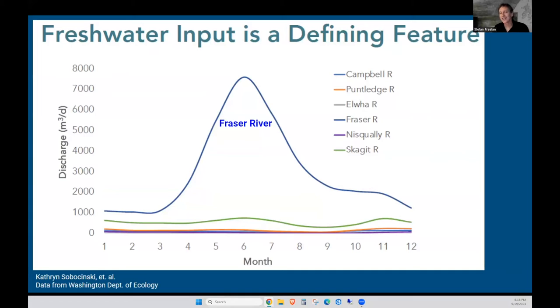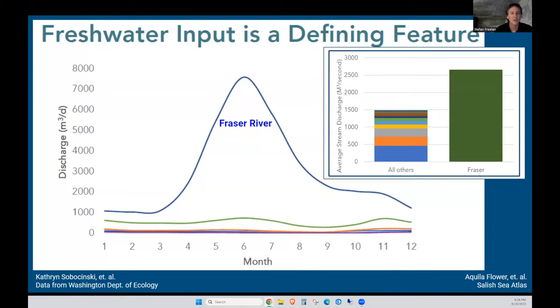So a quick diversion here into talking about the Fraser River, because I think this is fascinating. The line chart here shows the major rivers dumping into the Salish Sea, and that big lump in the middle, that's the Fraser River. I live near the Nooksack, and you live on the Skagit and the Snohomish, and those are some pretty good-sized rivers. If you add up all of them, the total combined inflow into the Salish Sea from all those rivers is about half of what the Fraser does.